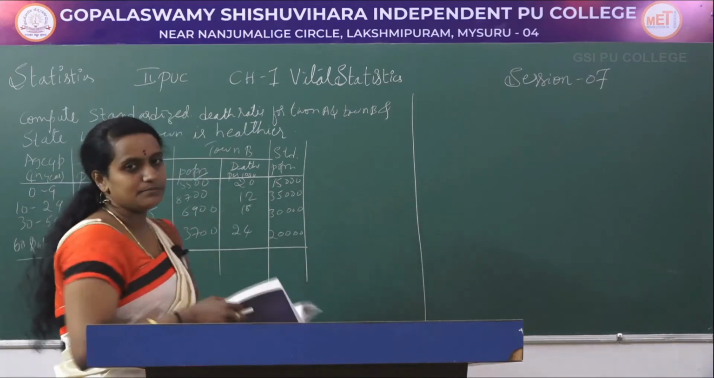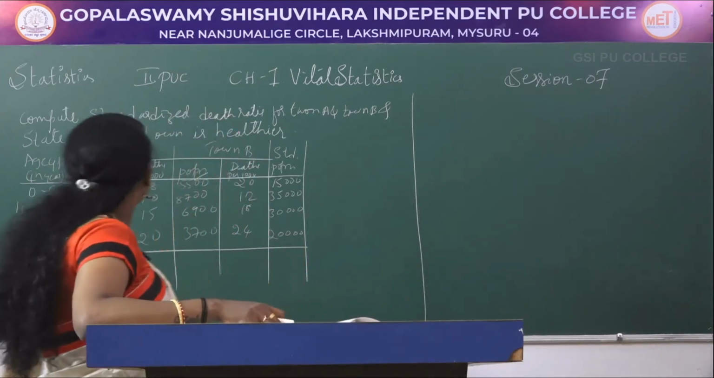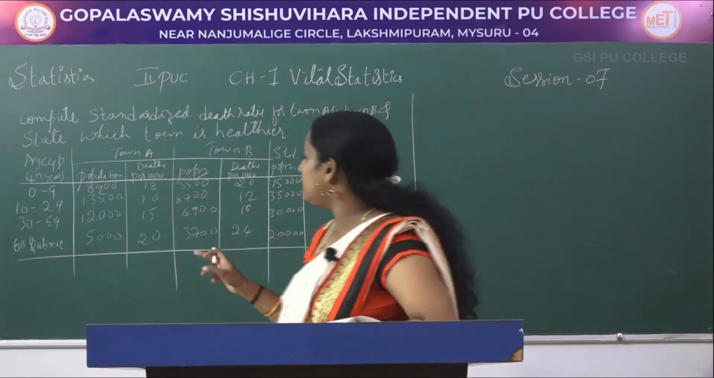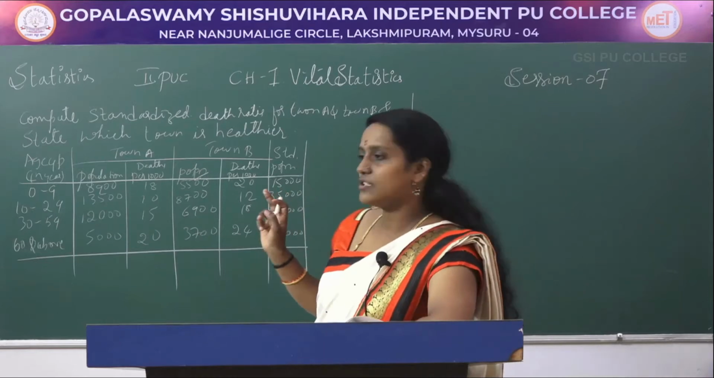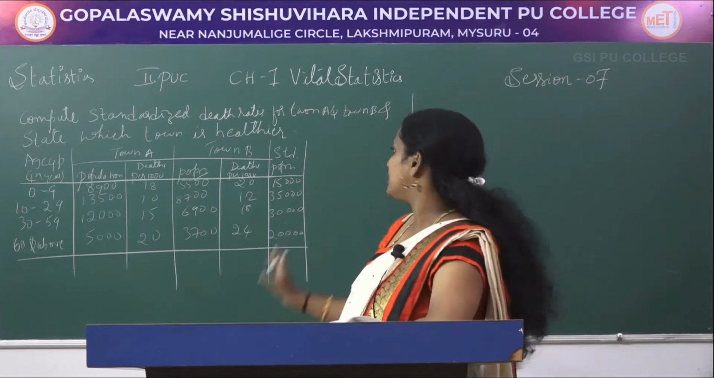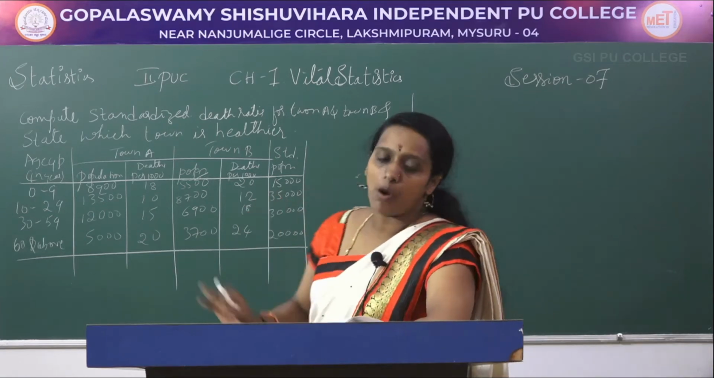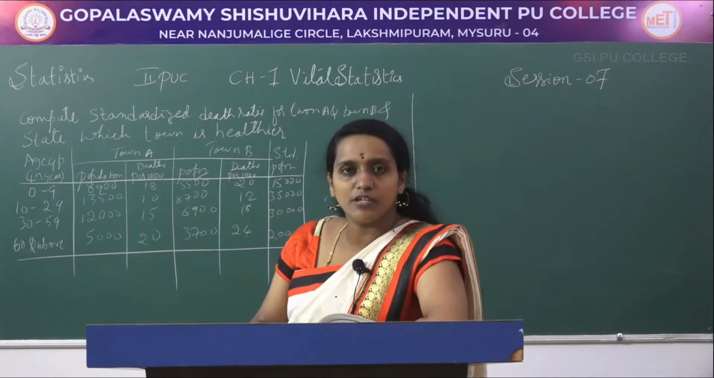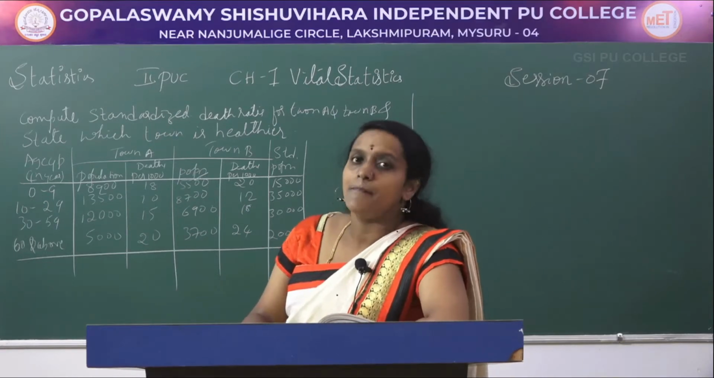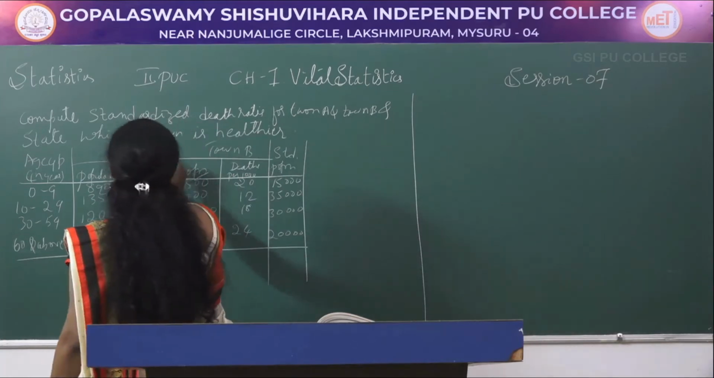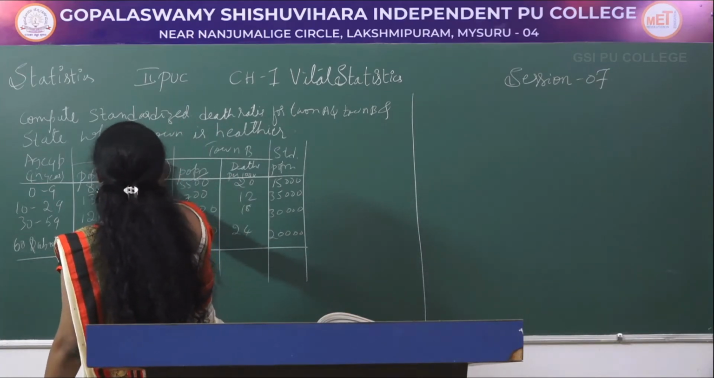First, look at the problem. In this problem it is town A and town B. Here we have two towns. In town A they have given population and death per thousand, and for town B also population and death per thousand, and they have given the standard population. Instead of giving the number of deaths, they have given deaths per thousand. That deaths per thousand we can consider as ASDR.